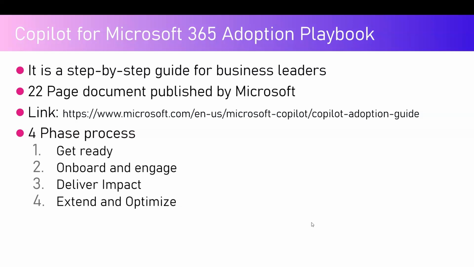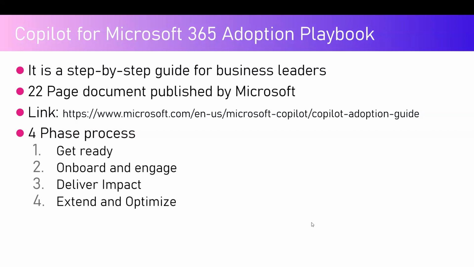Now, there are four phases. One is get ready, onboard and engage, deliver the impact, and extend and optimize. So, the first phase talks about getting ready, like it talks about the users, the champion users, or the licenses which are required, and what is the current state of your organization's Power Platform or Microsoft 365 environment. Onboard and engage starts talking about onboarding a set of users and engaging the users by utilizing various functionality of Microsoft 365 Copilot.